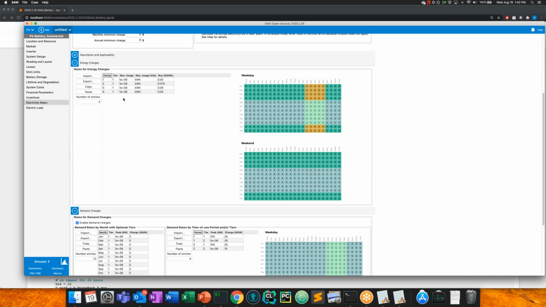Oh, thank you. Yes, it uses the data from the SAM GUI. So you can design your energy charges and demand charges and other parameters on this page, and everything will be formatted to the REopt format. So you can use custom rates that represent international rates. Thank you, Paul.